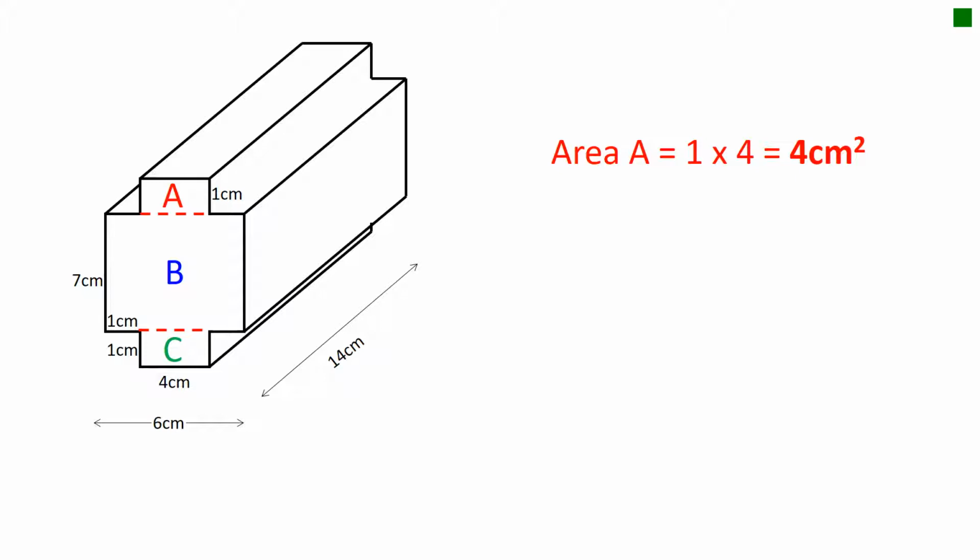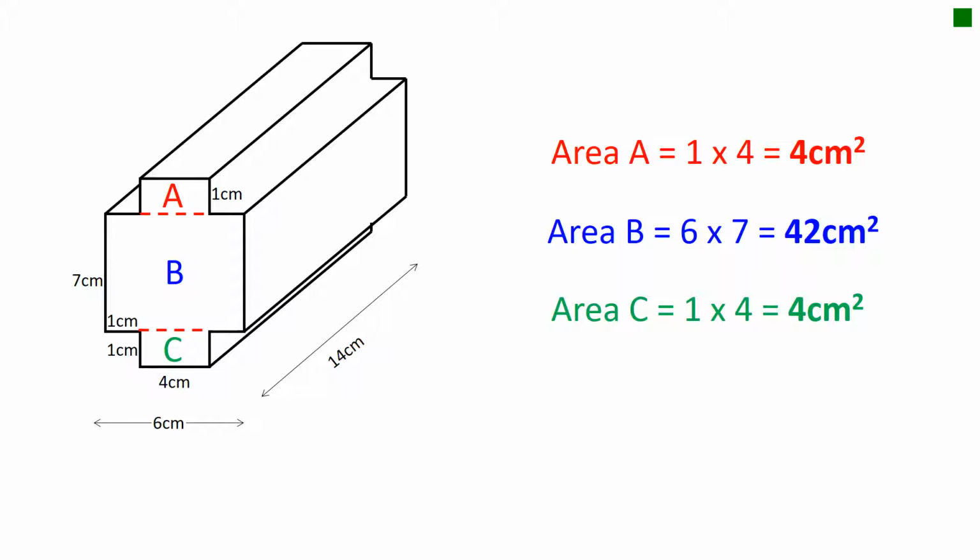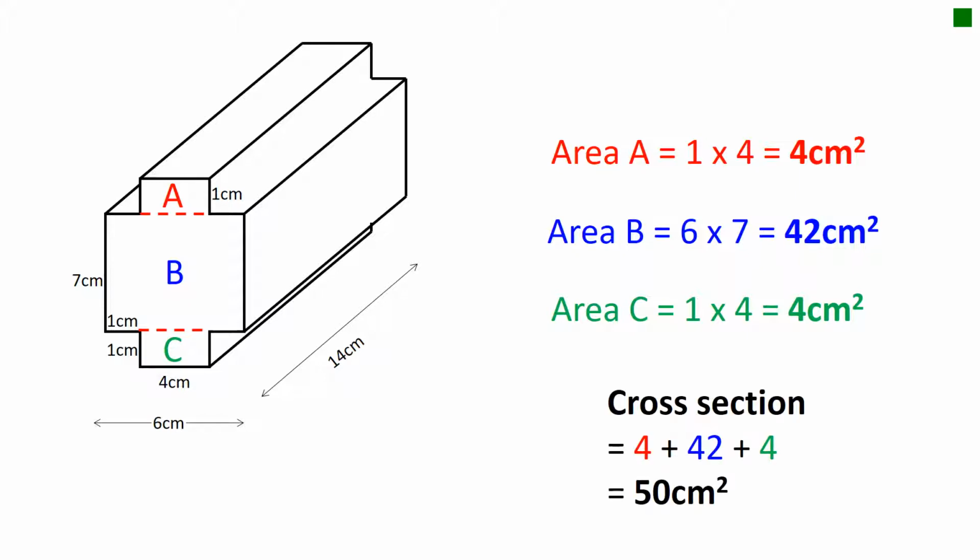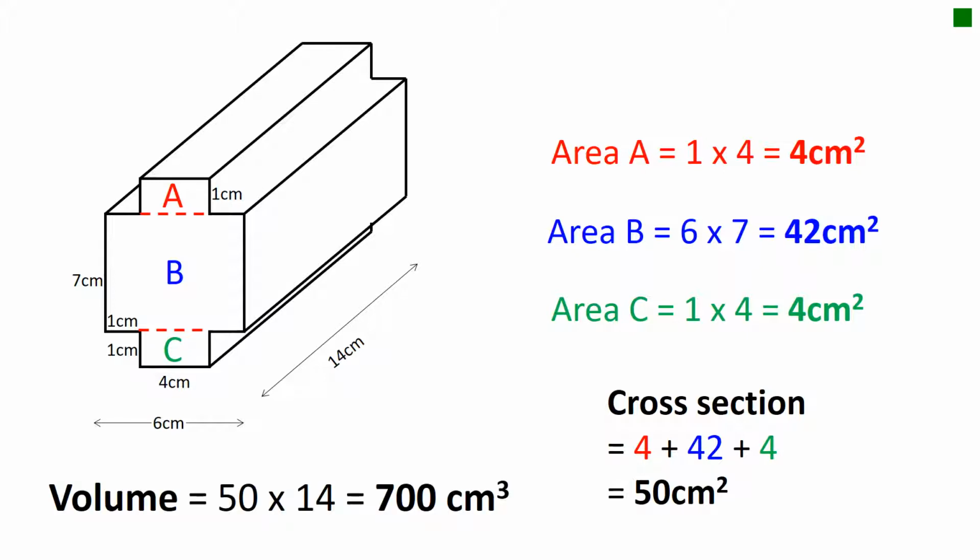The cross-sectional area of A is 1 times 4, which is 4. The cross-sectional area of B is 6 by 7, which is 42. And the cross-sectional area of C is 1 times 4, which is 4. That gives us a total cross-sectional area of the whole shape of 50 centimeters squared. So therefore, if we take that and multiply it by 14, we will end up with the volume of the shape, which is 700 centimeters cubed.